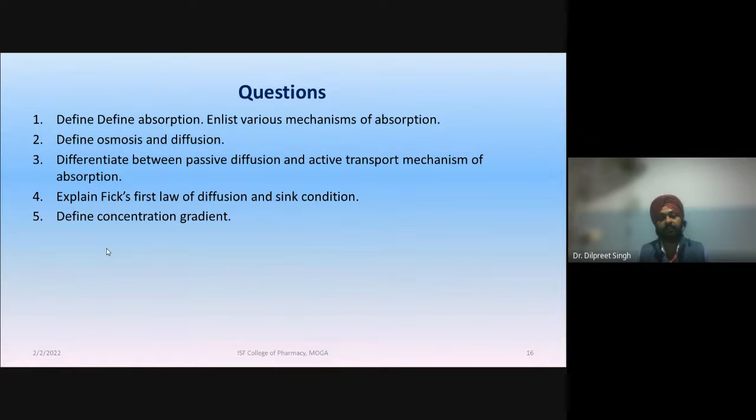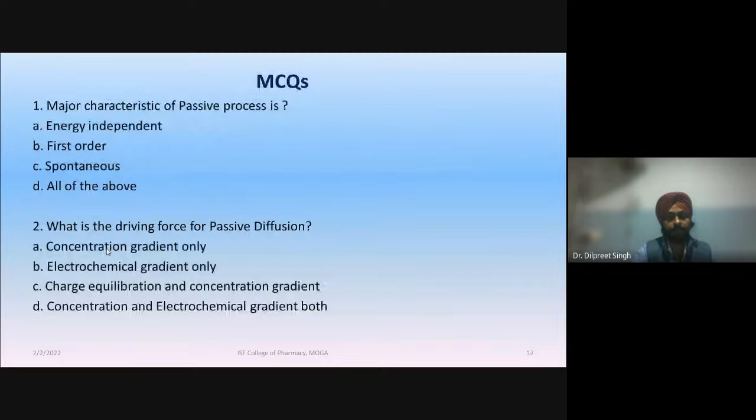So the next question is basically Fick's first law. This is also covered under the topic. And what is the concentration gradient? So students, you can remember these questions for your future prospects. There are some MCQ questions based upon your general knowledge. What is the major characteristic of a passive process? The correct answer is A, that is energy independent. What is the driving force for passive diffusion? The answer is B, that is electrochemical gradient.